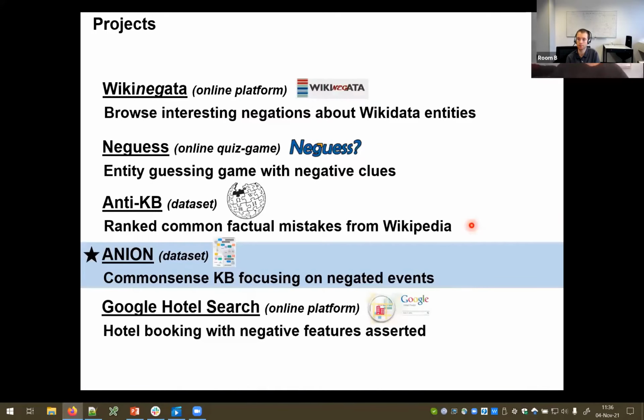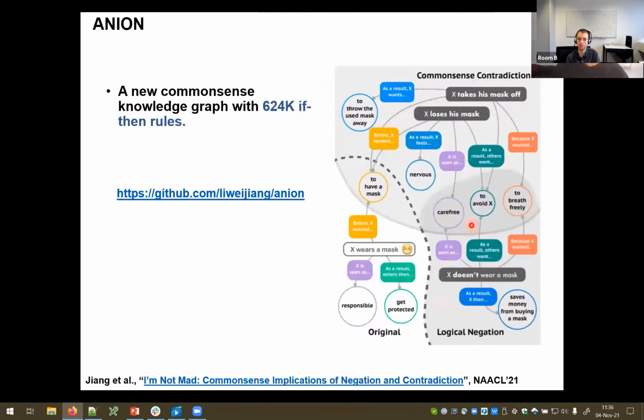Another data set, but this time on common sense negation, is Anion. It contains more than 500,000 if-then rules where logical negations are inferred from original positive information. So in this case, if X wears a mask, then X is seen as responsible. What is the opposite of that? It is that if X doesn't wear a mask, X is seen as carefree, etc. The data is available at this link.